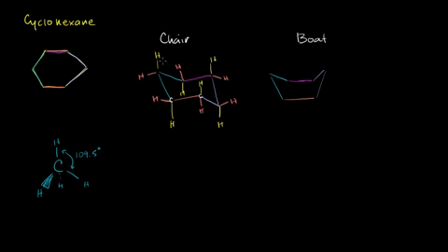The ones that are going straight up or straight down, we call those axial hydrogens. And the ones I drew in orange that are kind of going to the side in some level, we call these equatorial hydrogens.